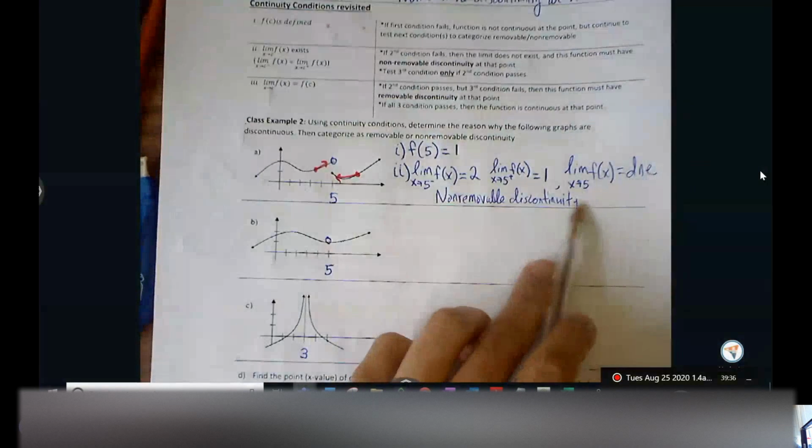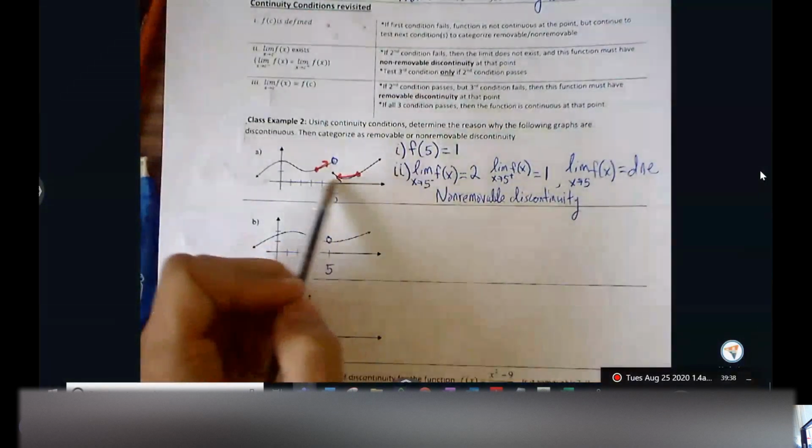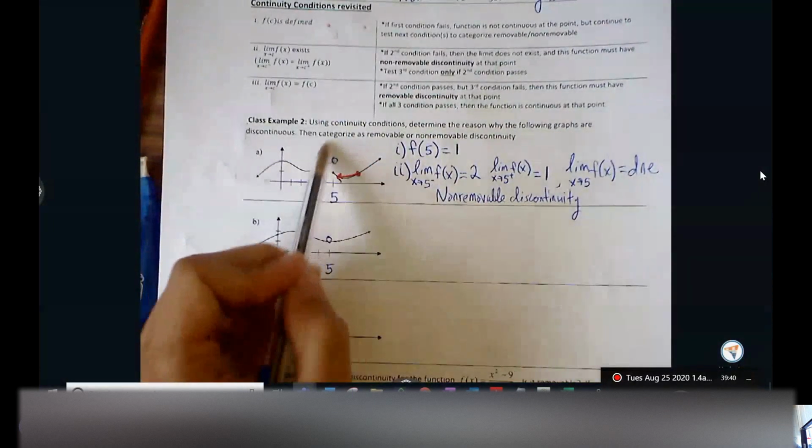And when you say what type of discontinuity, make sure you specify the location, because it's not discontinuous everywhere, right? It's only discontinuous when we're talking about 5.